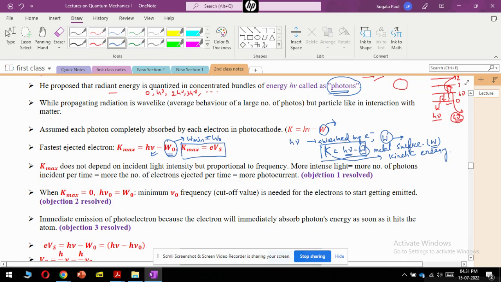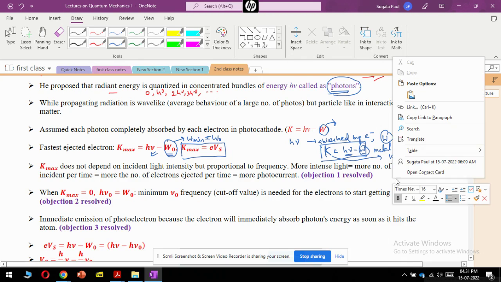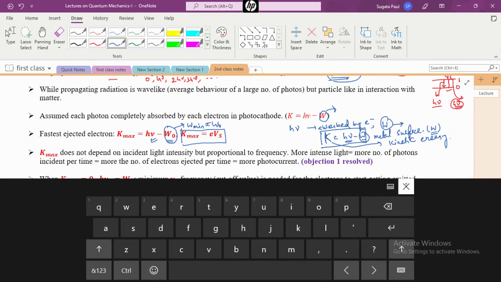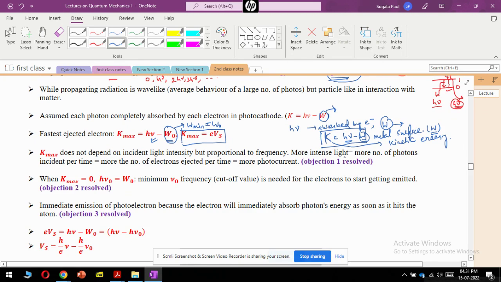So then if we use more intense light, that means, intensity means the number of photons the wave is carrying, the number of photons per unit time per unit area. So more intense light means more number of photons per unit time, and that will just mean more number of photoelectrons coming out per unit time, because we have already discussed that Einstein assumed that one photon is equivalent to one photoelectron coming out. Okay. So naturally, if there are more photons per time, there will be more ejected electrons per time. So that means there will be more photocurrent.